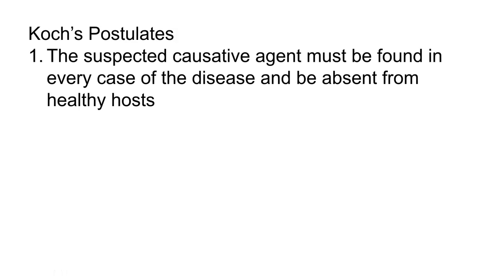The first one: the suspected causative agent must be found in every case of the disease and absent from healthy hosts. We're looking at an association between a pathogen and a host where we can find the pathogen when we have disease, but we don't find the pathogen when we don't have disease. Therefore, the association goes back to the observation.